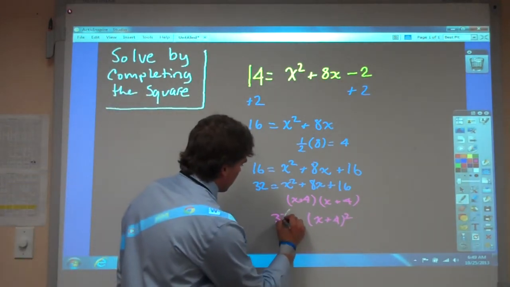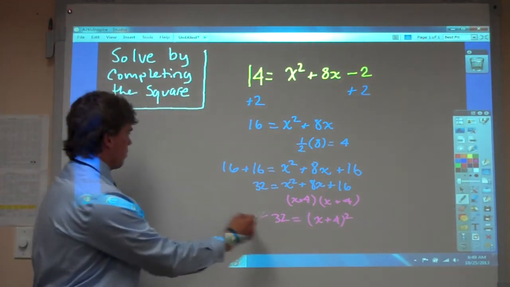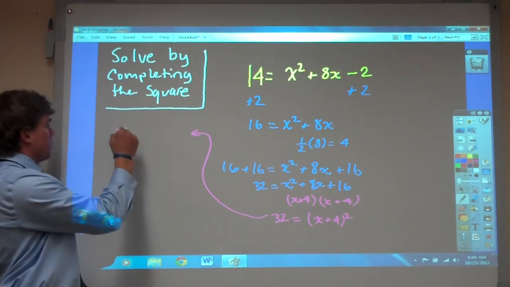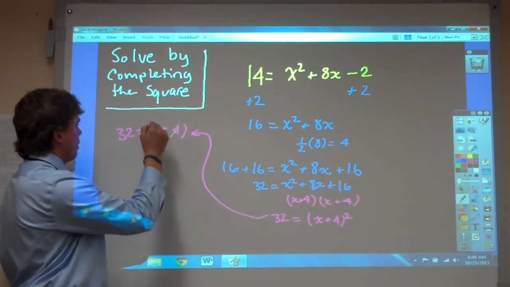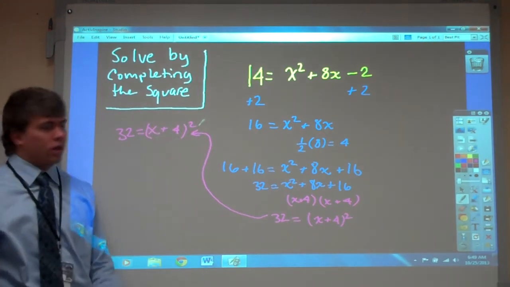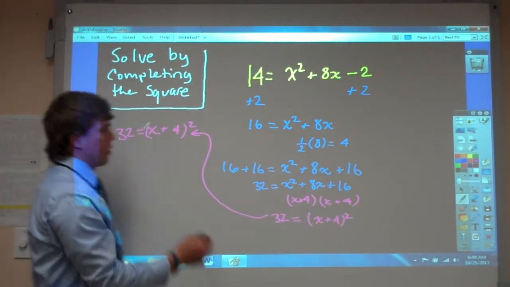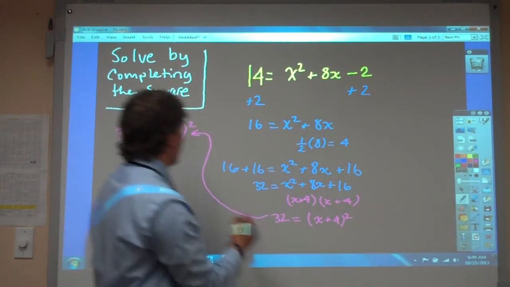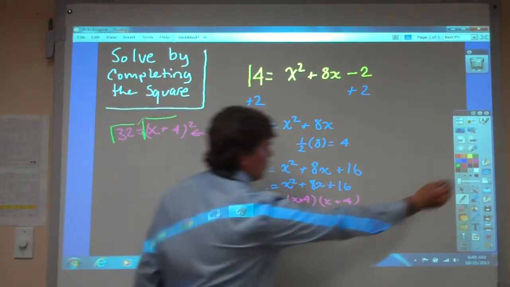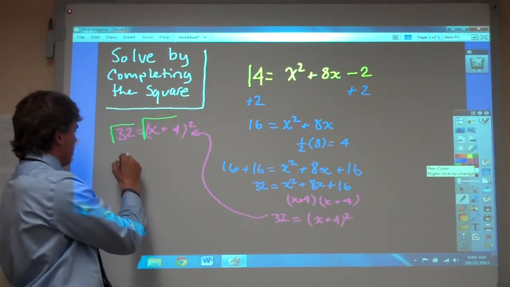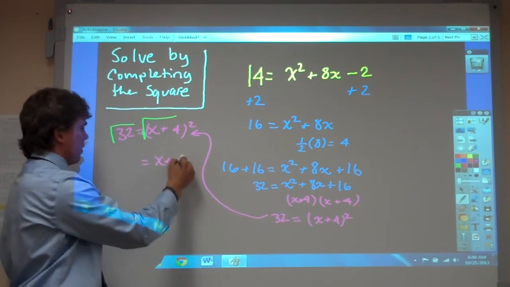So now we've got 32 equals x plus 4 squared. We'll come up over here. 32 equals x plus 4 squared. And now to combat that square, that exponent, we're going to take the square root of each. So we take the square root, and we're left with x plus 4 here on the right.